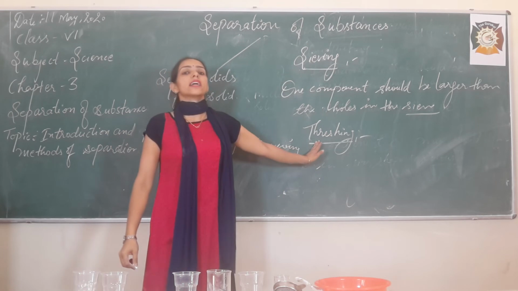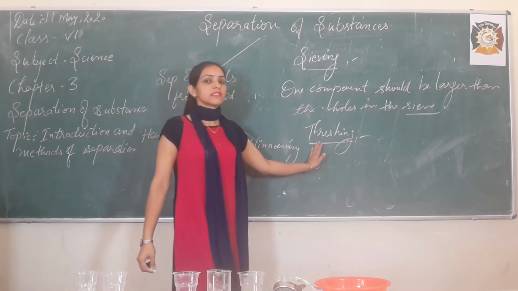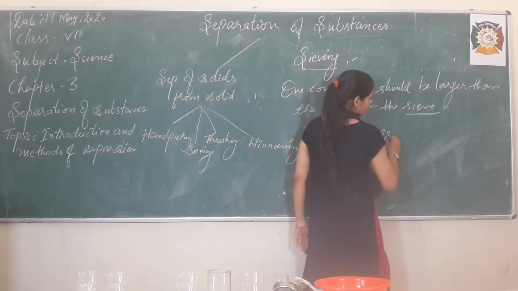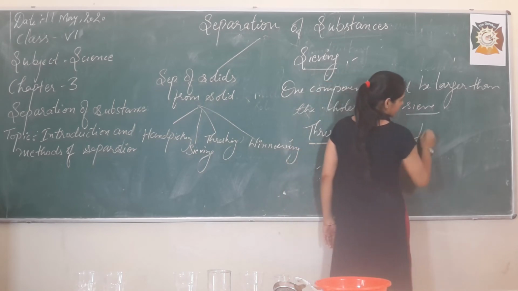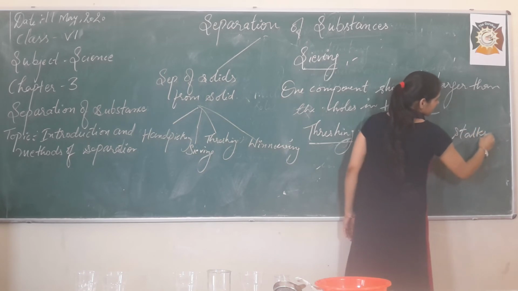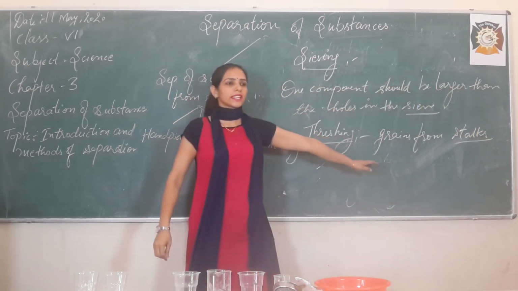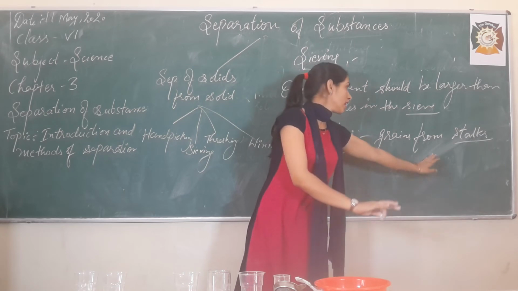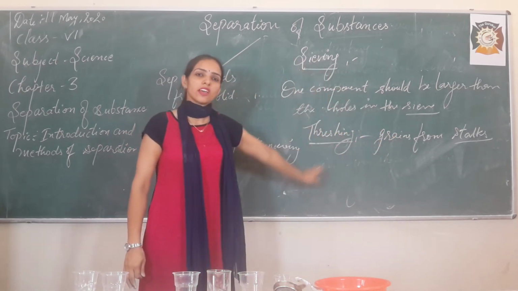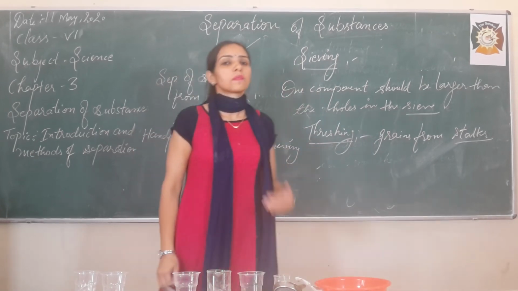Threshing is the process of separating grains from the stalks. To separate grains from the stalks, we use which process? We use the threshing process.